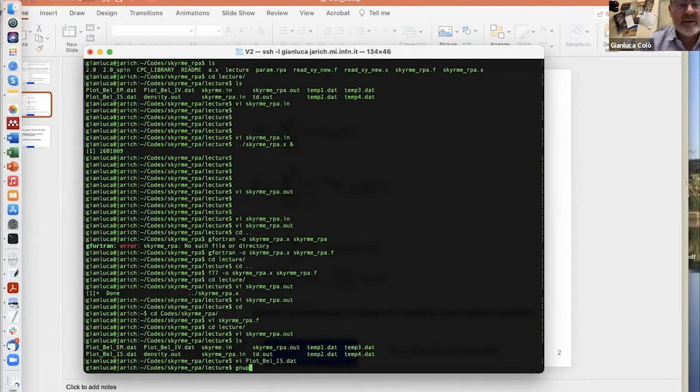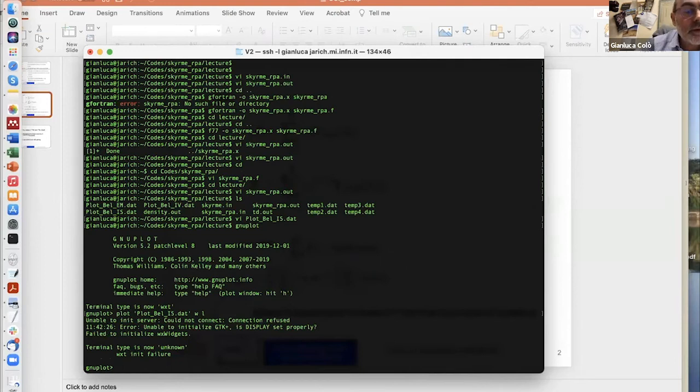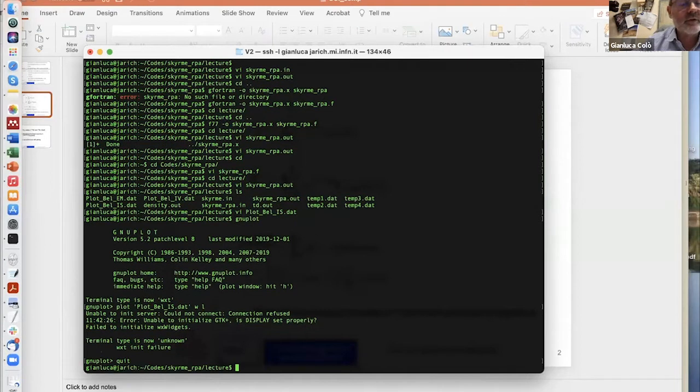So for instance, if I do something like this, and I use this one... Oh, sorry. I don't know why this is. Maybe something related to the connection. Never mind. You can plot this file yourself on your computer and have a look at what happens.